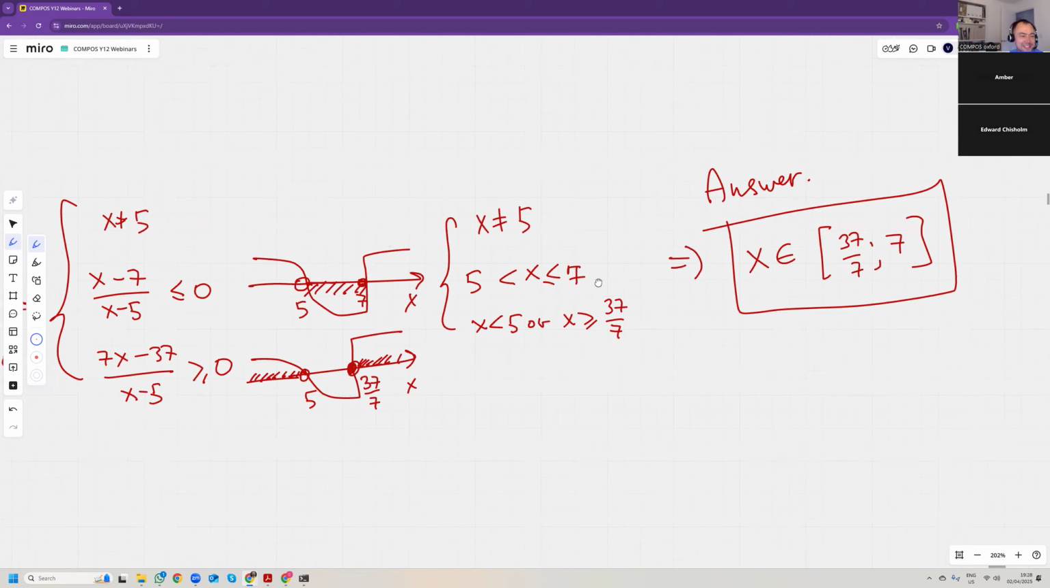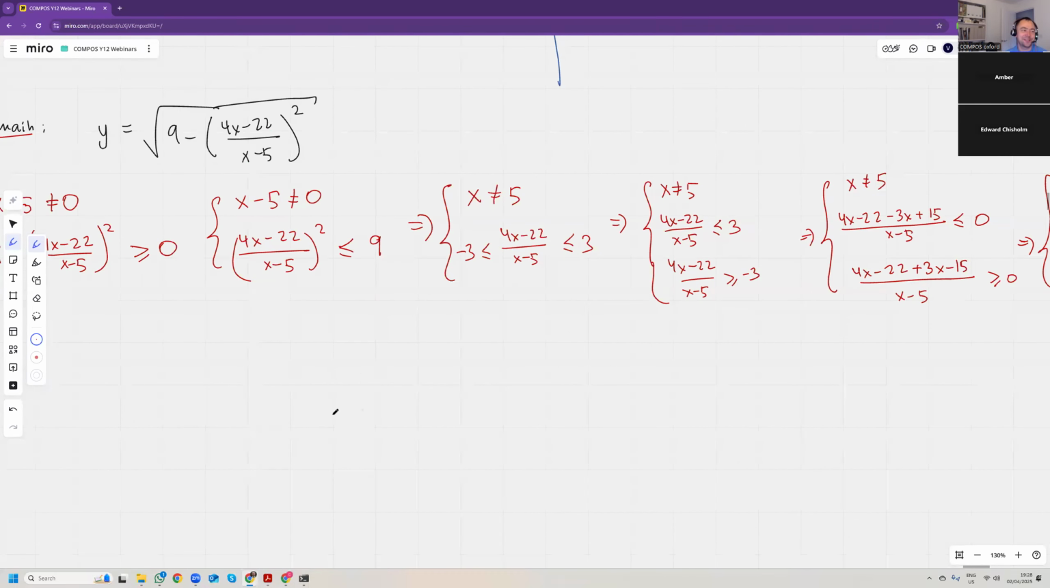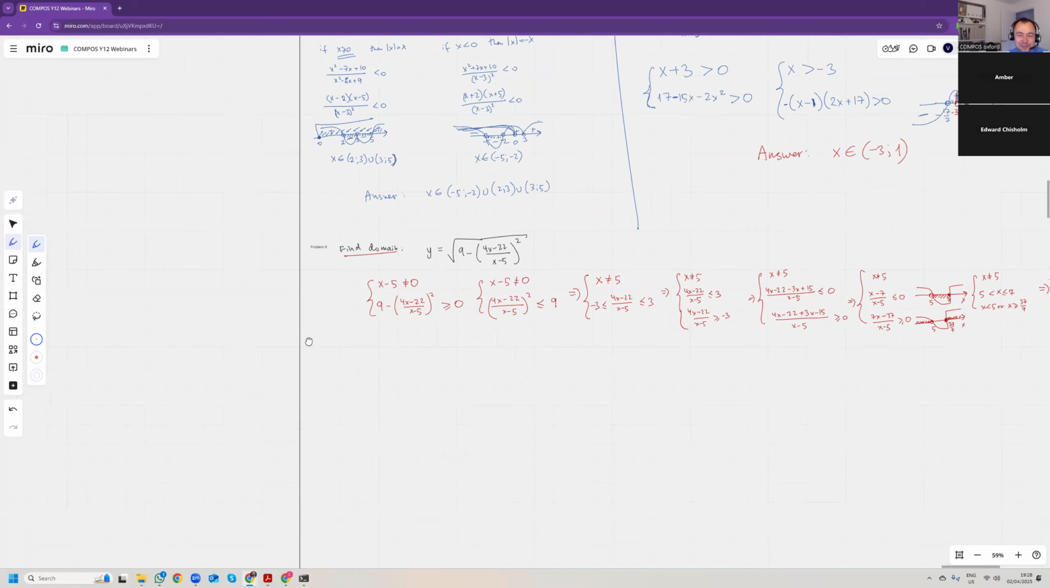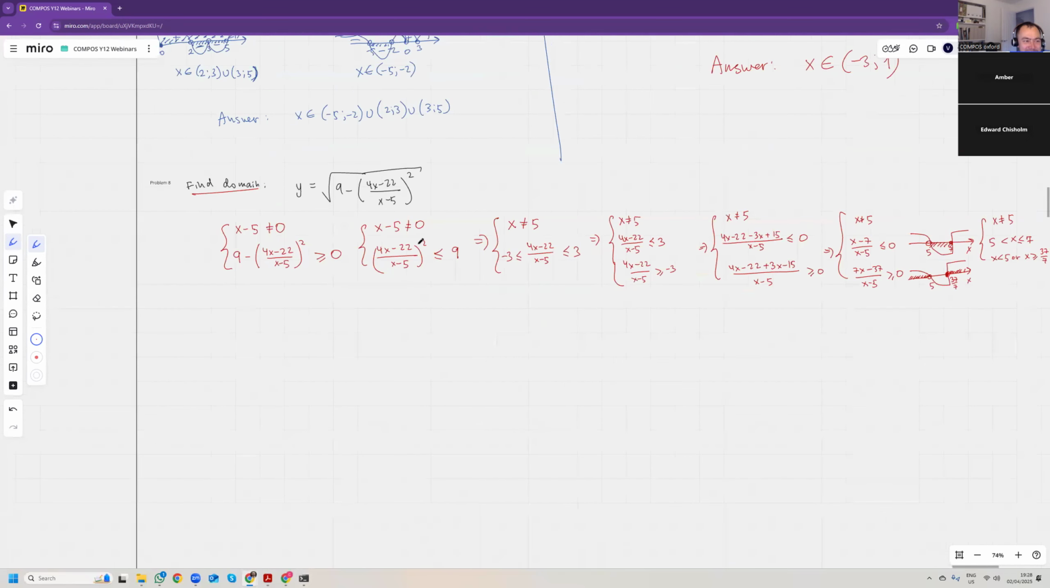I hope that makes sense. Apologies for rushing through the last few questions. So the domain of this function is from 37 over 7 to 7, including.